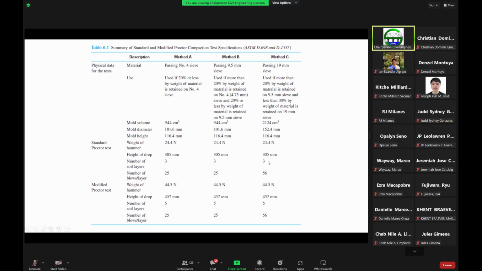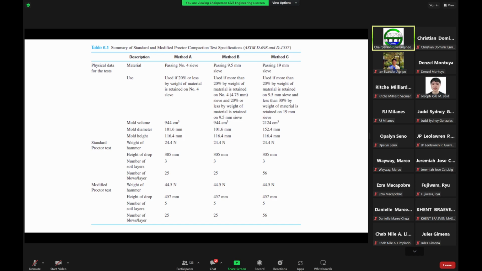I hope you're seeing my cursor. And the number of blows per layer is just the same for method A and B, but for method C, the number of blows is 56 per layer.